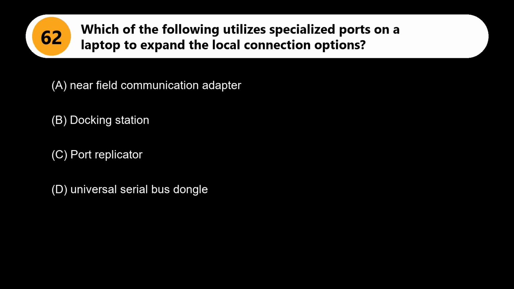Question 62. Which of the following utilizes specialized ports on a laptop to expand the local connection options? Option A, near-field communication adapter. Option B, docking station. Option C, port replicator. Option D, universal serial bus dongle. The correct answer is option B, docking station.